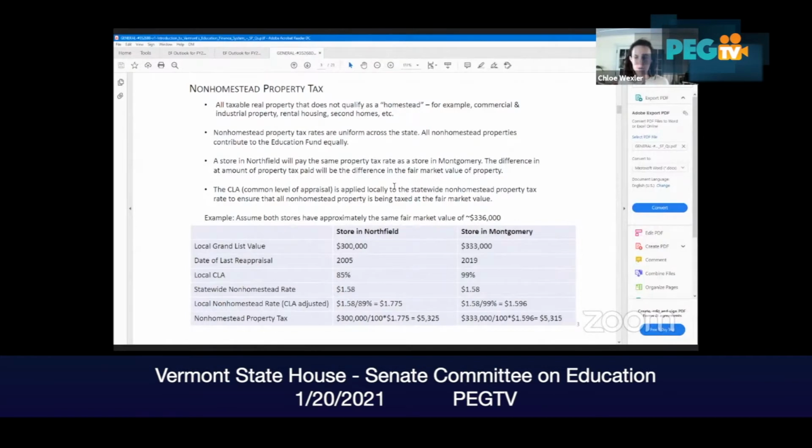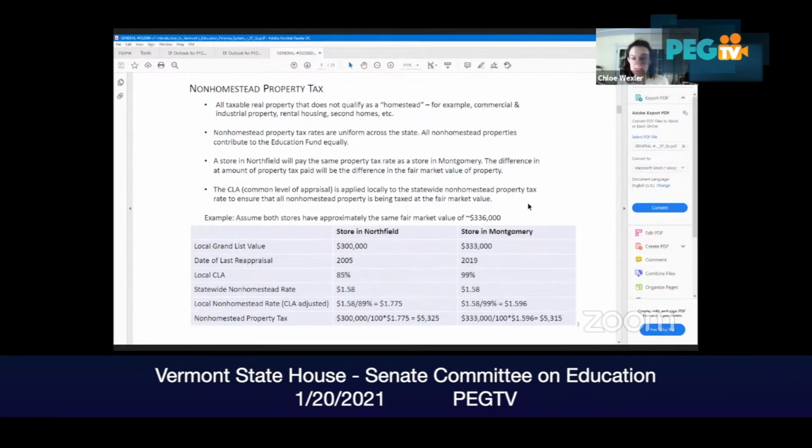So non-homestead property, call it a general store, it doesn't matter. I just wanted to illustrate that both of the stores will pay the same property tax rate. The difference in any amount of property tax paid will be the difference in the fair market value of that property. So if one store was in a downtown area, it might have a higher value than a rural store, but they pay the same rate on that value.